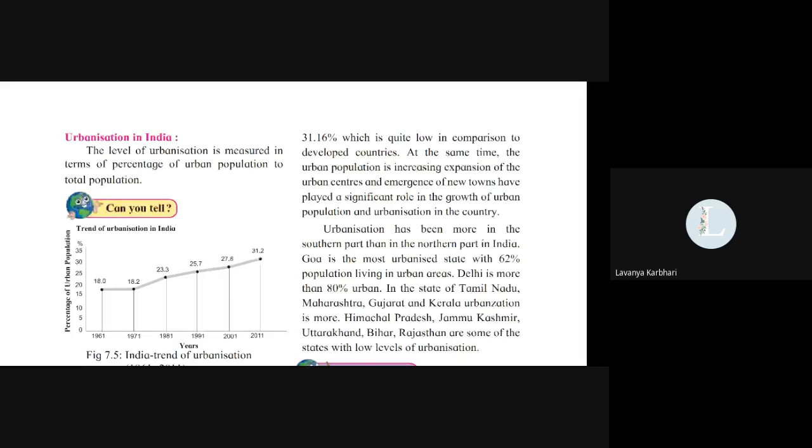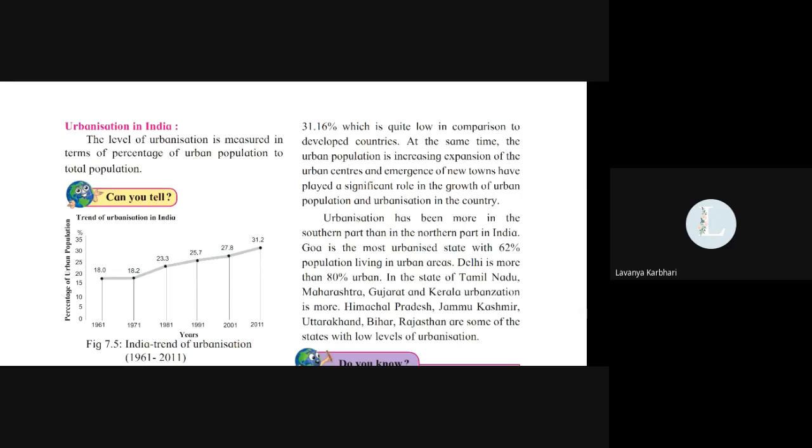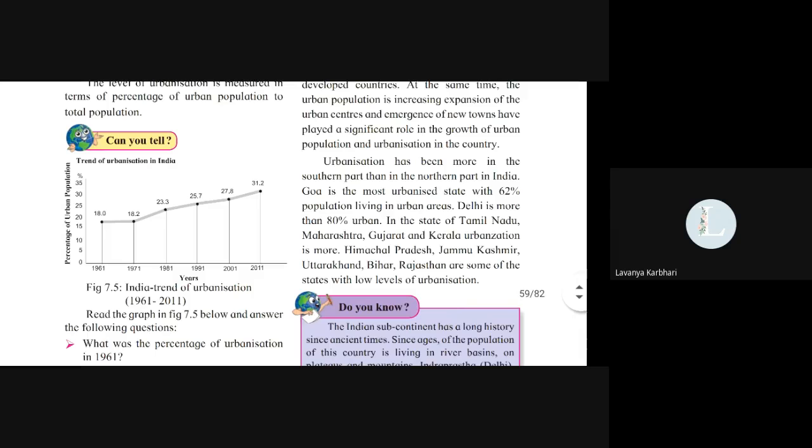It is almost 130 crores, or near about 135 to 140 crores. So how much population among 140 crores live in the cities or in the urban areas? So that is the percentage. We can easily find out the percentage of how many people live in an urban area or in the cities. So here is the graph.